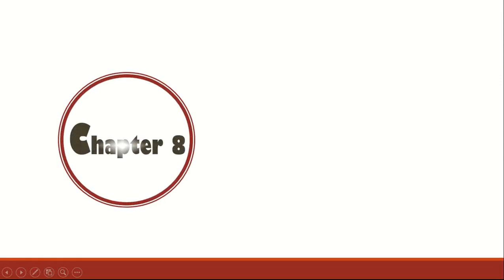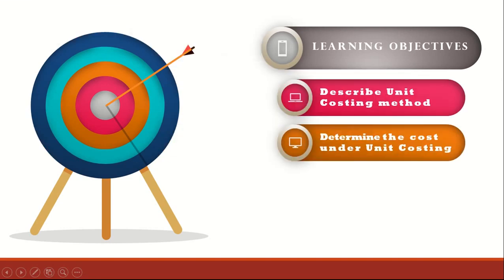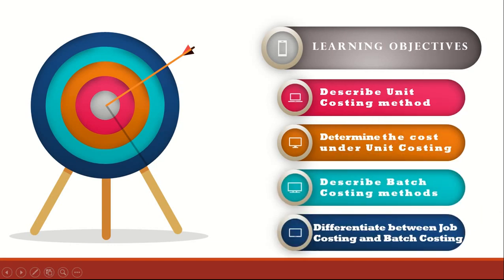Chapter 8. Unit and batch costing. Learning objectives. Describe unit costing method. Determine the cost under unit costing. Describe batch costing methods. Differentiate between job costing and batch costing.